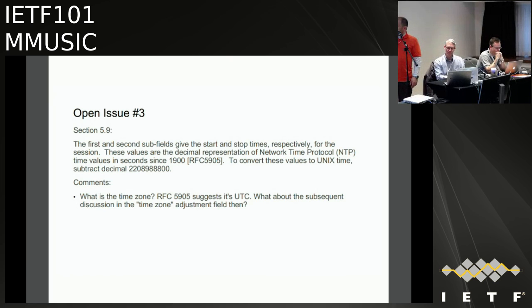So the comment says, we have a text in section 5.9 about the time zone stuff. The text wasn't really clear which time zone it was referring to. It turns out that it is UTC. But then there's another field called the z equals field, which is the time zone adjustment. So if it's always UTC, then why do we need an adjustment field in the first place? That was a comment. And maybe someone who has been familiar with SDP for a much longer time than I am might be able to answer this question.